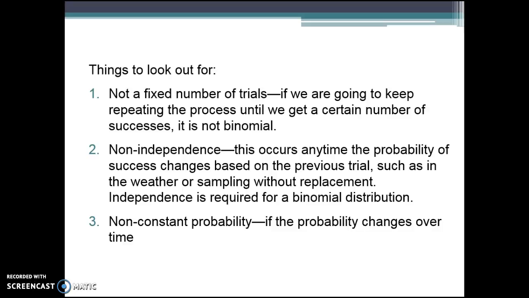Occasionally you'll have a process where, for some reason, the probability changes over time. And I can't even come up with a good example other than independence. So just look out for that.